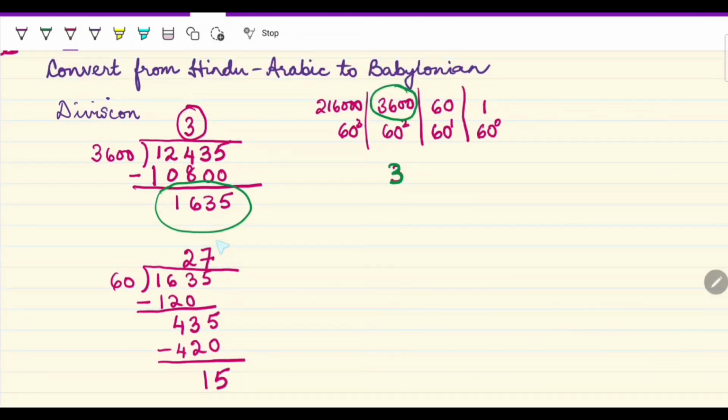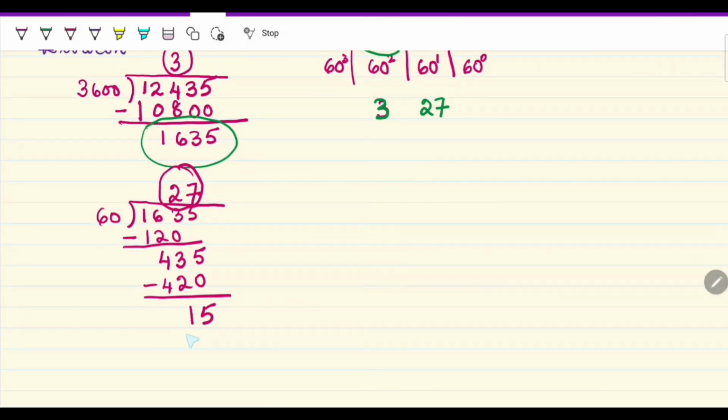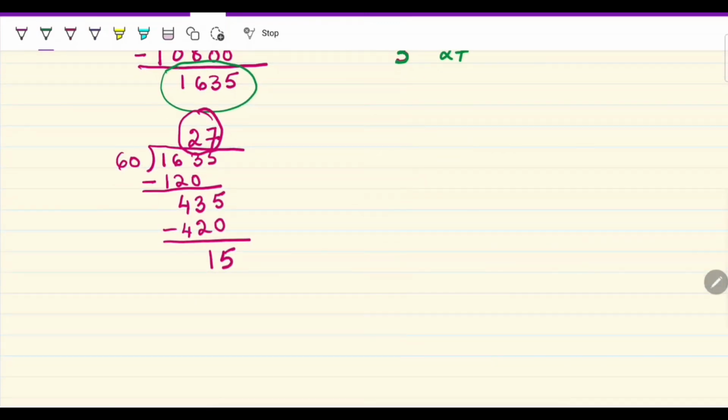So look at the quotient here, 27. 27 is going to be placed in the position whose value is 60 to the power 1. So 27. And then finally, we still have a remainder of 15 here. So we have to continue with the division process.